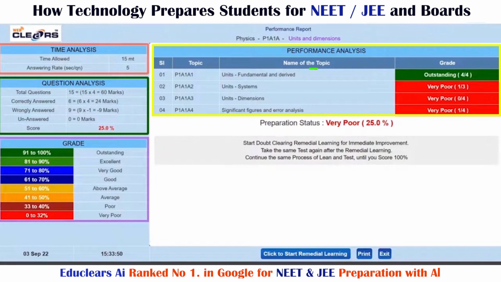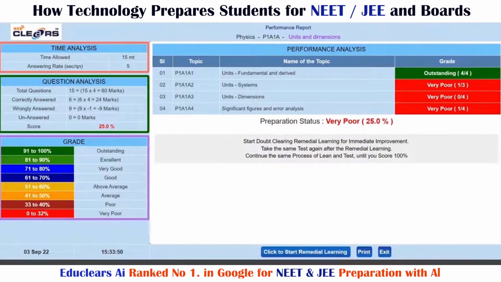For example, in the first part, fundamental and derived, the student has performed well and does not need further revision. But for the next 3 subsequent parts, namely unit system, unit dimension, and significant figure and error analysis, the student is not so ready. So, he has to revise them individually and see his improvement. That is how we are doing the diagnosis to show where exactly the student is lacking.